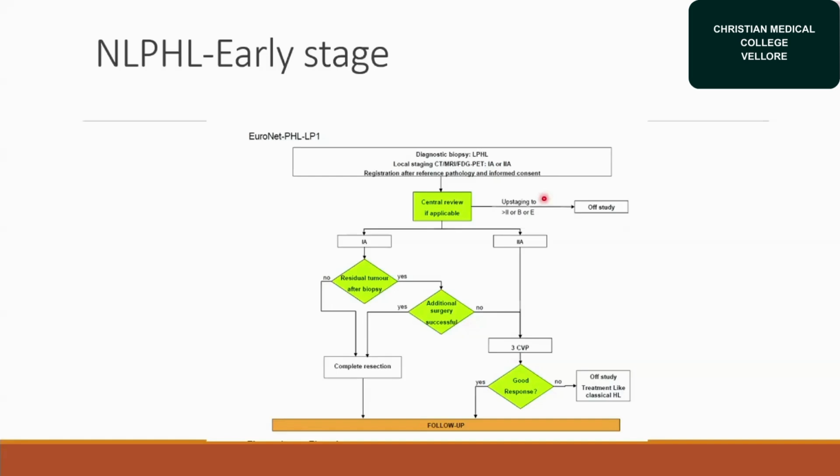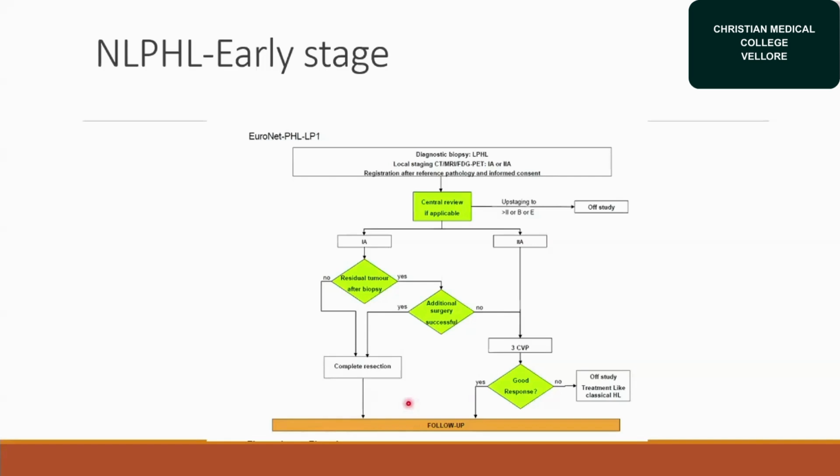In that, if the disease is 1A, which is limited to only one site, we see whether we can surgically remove it. If this patient can be completely resected, then we keep them on follow-up. If complete resection is not possible, we offer either additional surgery after giving a little bit of chemotherapy. But if complete resection is possible, that is the treatment of choice. We don't need to expose these children to either chemotherapy or radiotherapy.